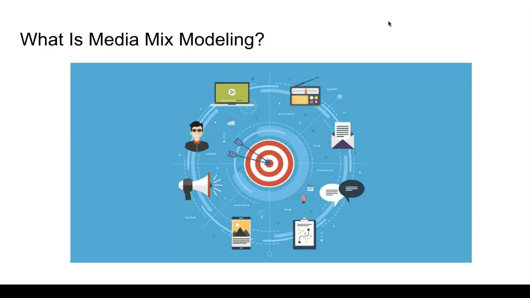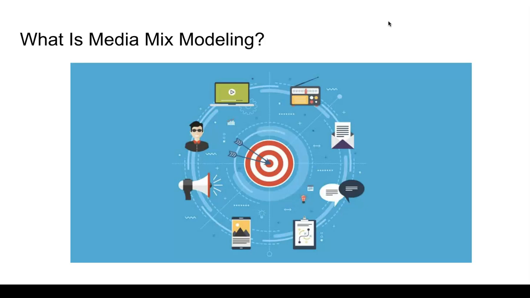So media mix modeling, what is it? A lot of people have been wondering that, and it's a technique that is used by advertisers and marketers to measure how different media channels work. So how do they contribute to the outcome, like sales, leads, or brand lift? So what is the ultimate goal? The ultimate goal is to help you spend your budget smarter.